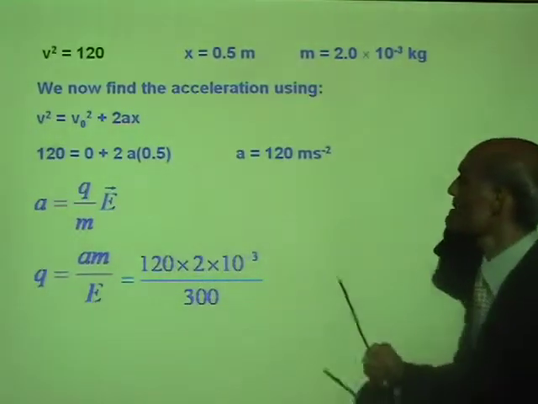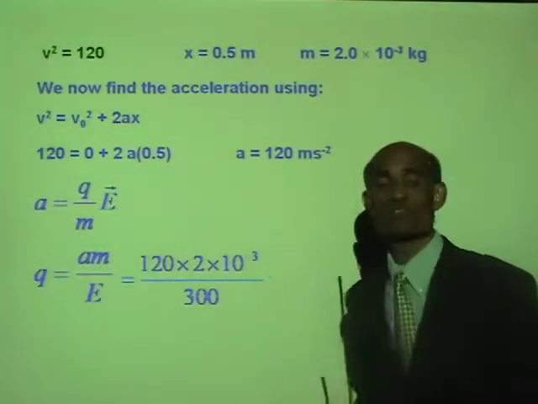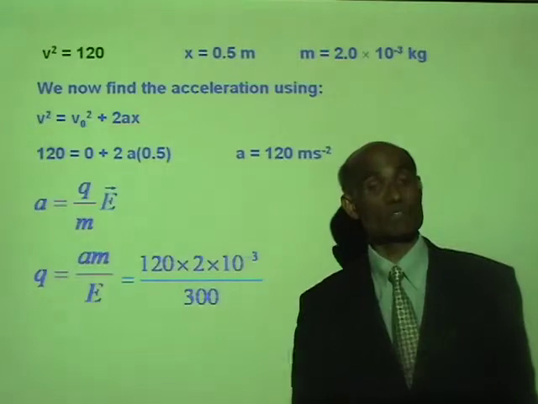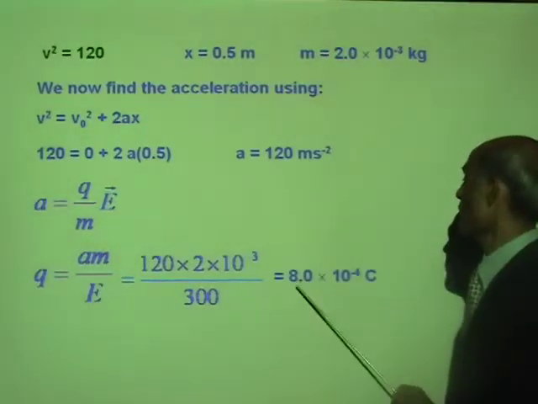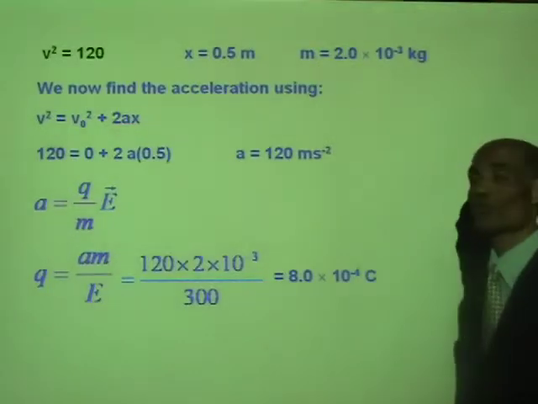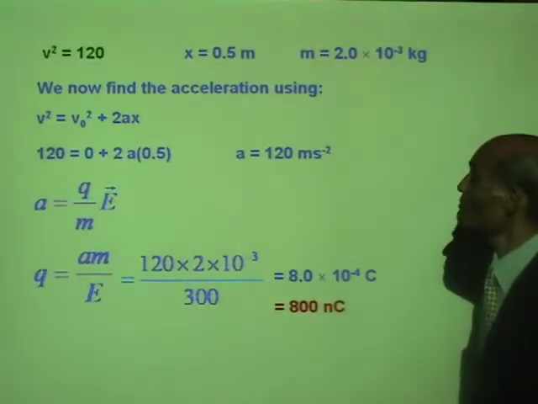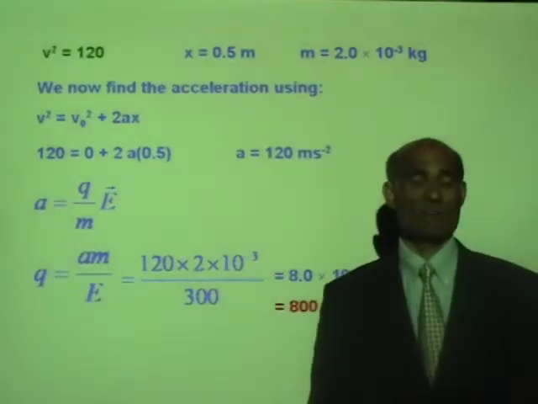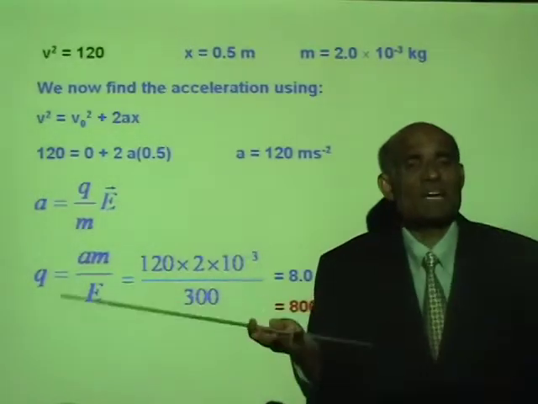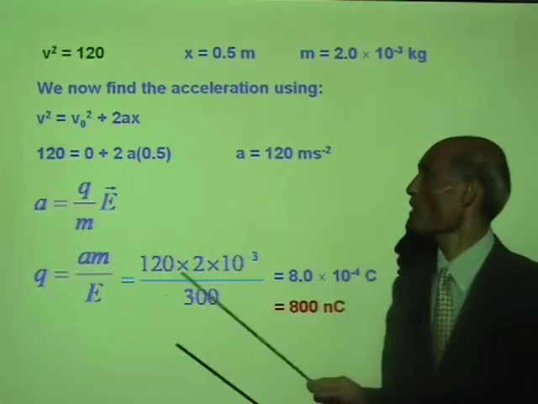Mass is 2 times 10 to the negative 3 kilogram. And E is 300 Newton per coulomb given to us. And therefore, that Q is 8 times 10 to the negative 4 coulomb, which is 800 nanocoulomb. I think we've used a wide spectrum of understanding of electric field to solve problems. And that is it.